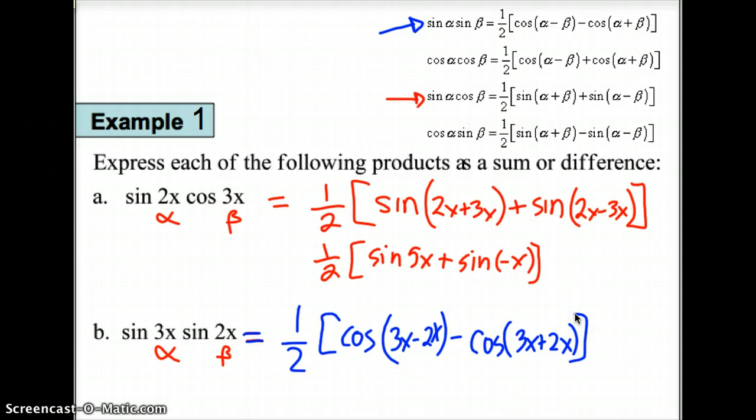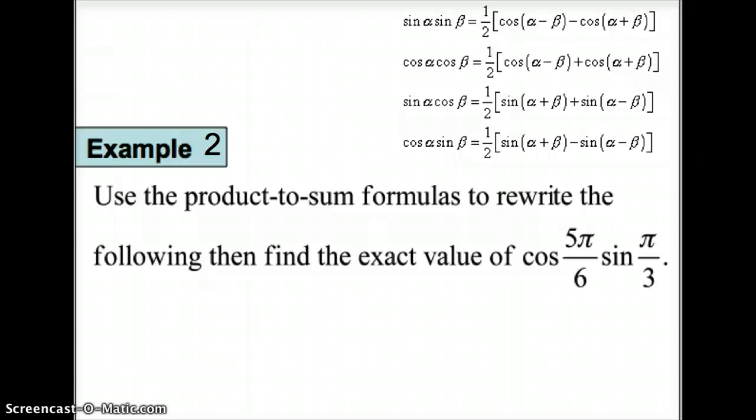And in simplifying this out, I get 1/2 times the cosine of x minus the cosine of 5x. That is all you're going to do on that one. Once again, that's fully simplified. So these are looking a little weird. You're probably wondering why we're doing this, but get used to them, be comfortable with them, so that we can solve equations with them in the future. So you'll see where these come in handy.